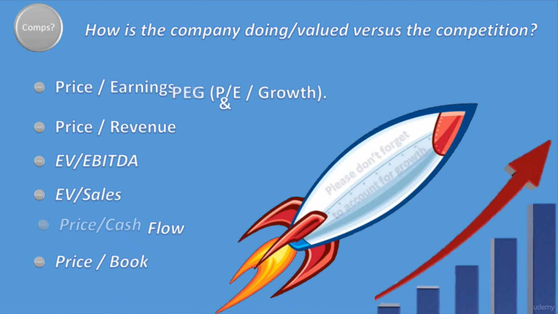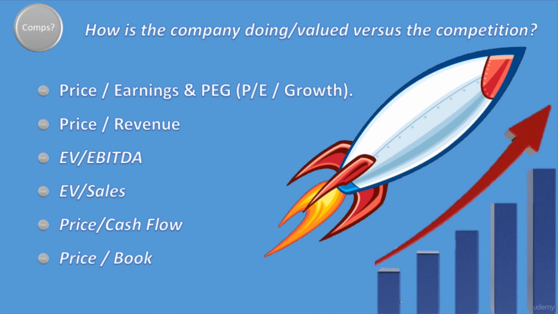Now, don't forget to account for growth, okay? A lot of times companies trade at premiums to other companies because they're growing faster. And I guess the best metric to use for this is price earnings to growth. But even when you're looking at price to revenue or EV, EBITDA or different metrics, always try to see if the growth rate of one company is higher than the other. And if it is, it usually trades at a premium multiple.